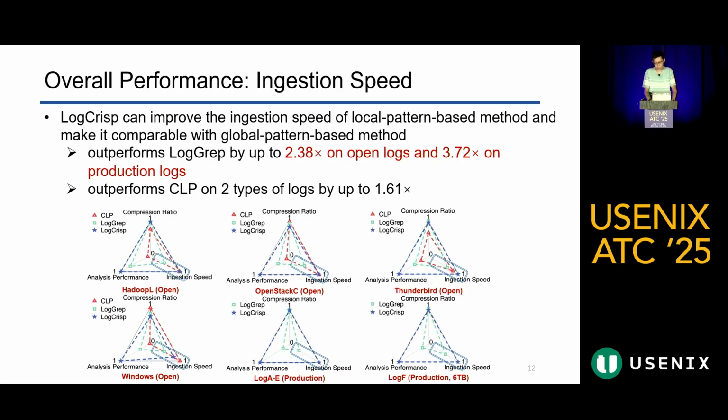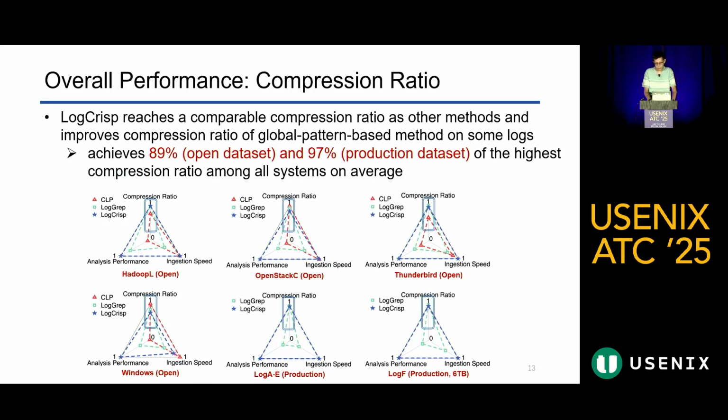LogCrisp can outperform the local pattern-based method by up to 2 times on open logs and 3 times on production logs. The ingestion speed of LogCrisp is comparable to the global pattern-based method. It even outperforms it on 2 log types. As for the compression ratio, these 3 log storage methods show comparable results. LogCrisp achieves 89% and 97% of the highest compression ratio among all the systems on open and production datasets, respectively.